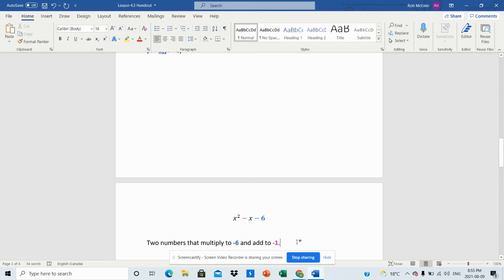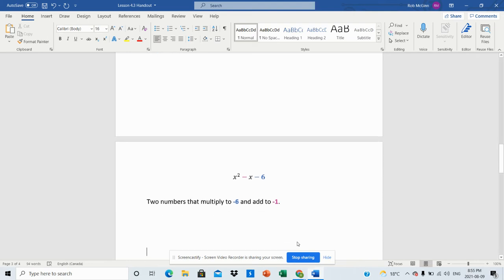What about negative 3 times 2? Negative 3 times 2 is going to give us negative 6. Negative 3 plus 2 will be negative 1. So our numbers are negative 3 and 2.